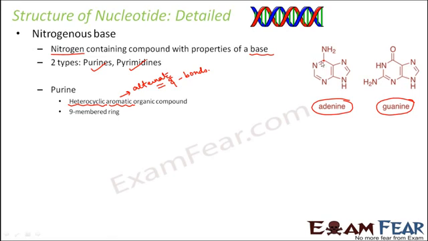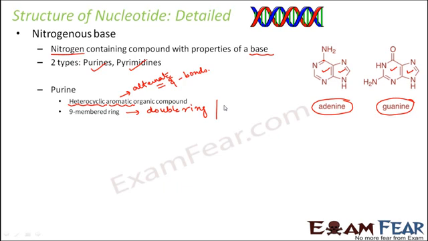And also, the purines have a double ring structure. This is one ring, this is another ring. Similarly here, this is one ring, this is another ring. So we have a double ring system. So purines have a double ring system.